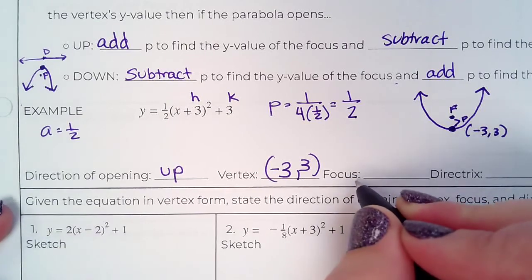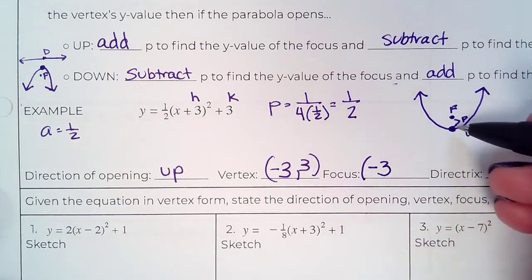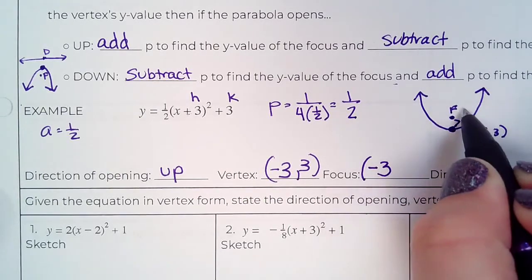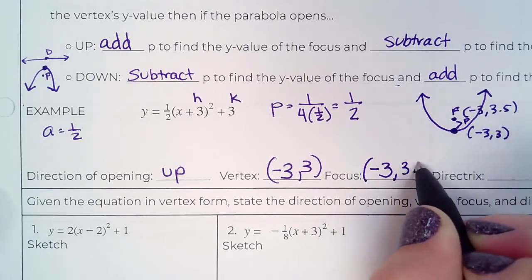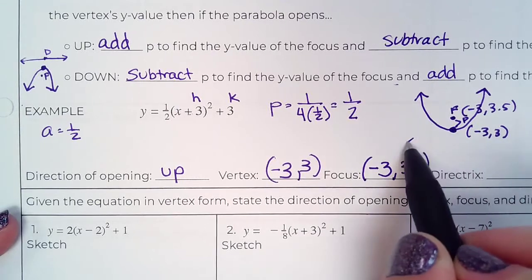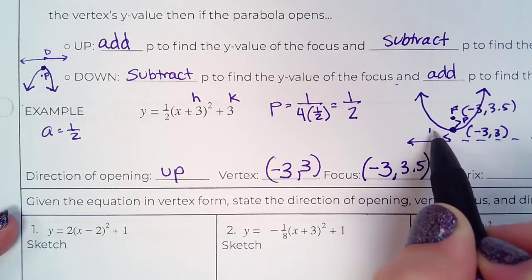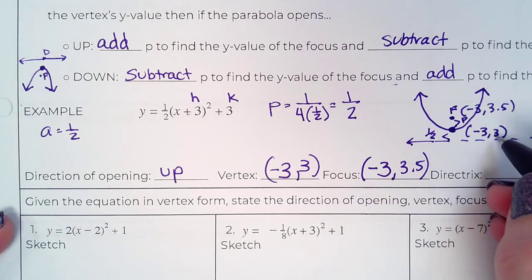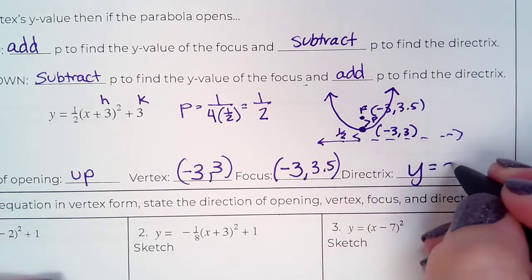So to find the focus, we're going to have the same x value, -3, and we're changing how high we're going. So we're going up 1/2 more. So instead of being 3, this is 3.5. So this ordered pair is -3, 3.5. And the directrix would be this line underneath. It's also going to be 1/2 away. That distance is 1/2. So we have to subtract 1/2 from 3, and the equation is y equals 3 minus 1/2, which is 2.5.